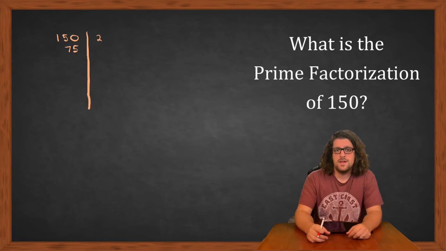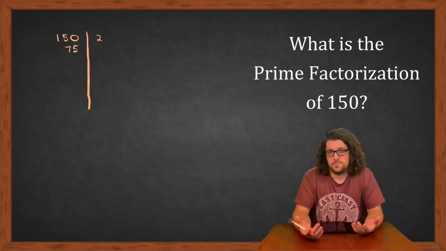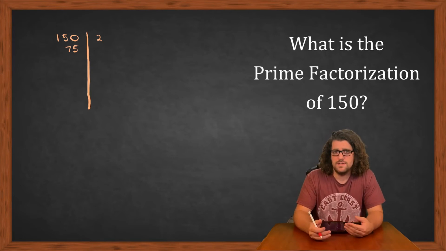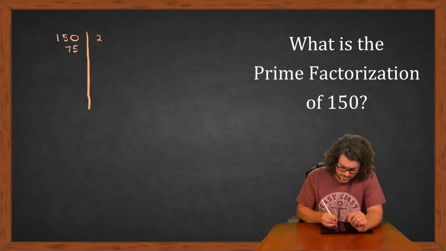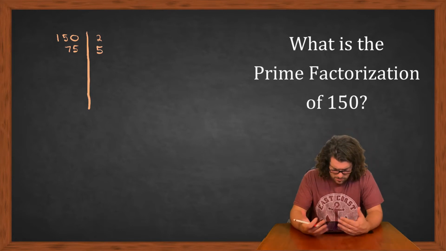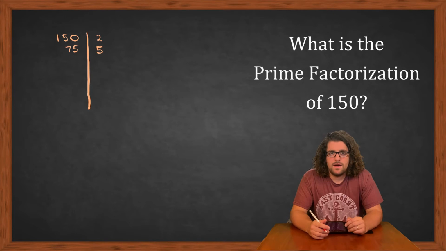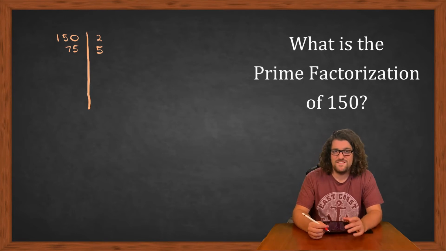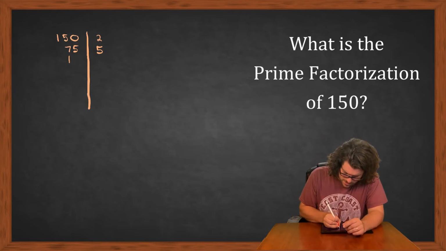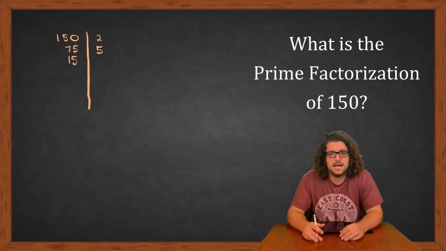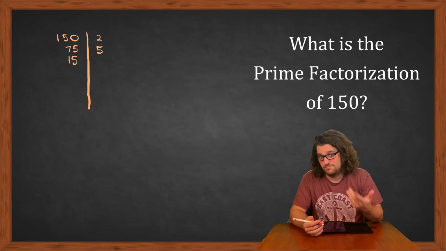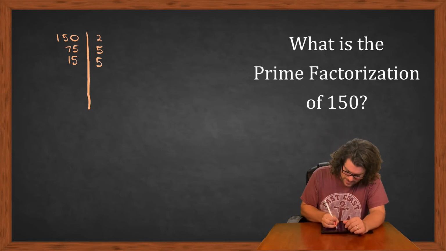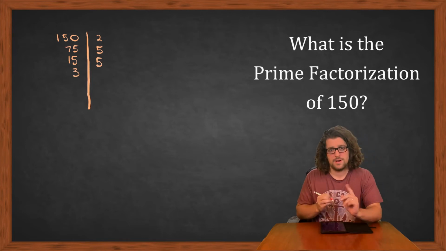We got a 2 and a 75. Now I'm going to take that 75 and break it up. 75 is not even, so 2 will not go into it anymore. But 75 does have a 5 that will go into it, because it ends in either a 5 or a 0. If I divide 5 into 75, I will get 15. So that leaves me with 15. Next, I ask the same question. Oh, 5 still goes into that. So 5 it is, and that leaves me with a 3, and 3 is prime.